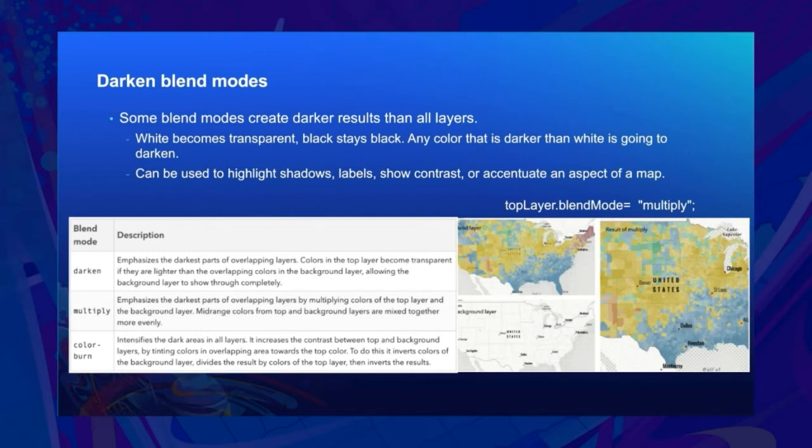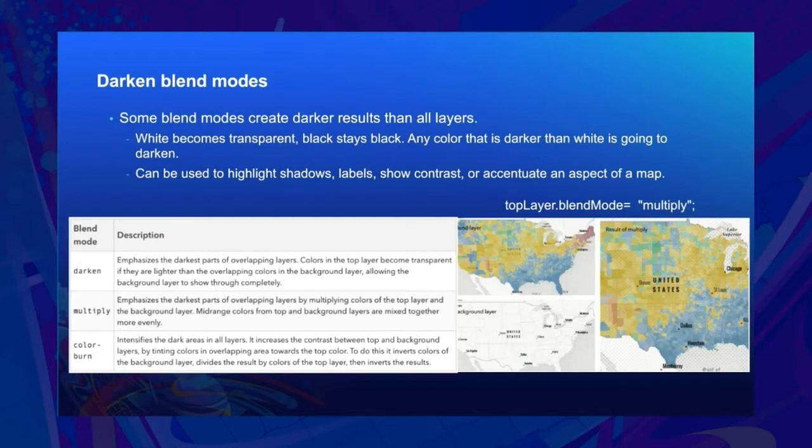So first, the darken blend mode. This blend mode retains the darker colors in the overlapping layers. So the colors in the top layer will become transparent if their color is lighter than the overlapping colors in the background layer, allowing the contents of the background layer to show through the top layer.